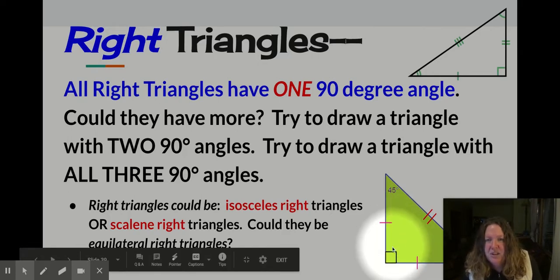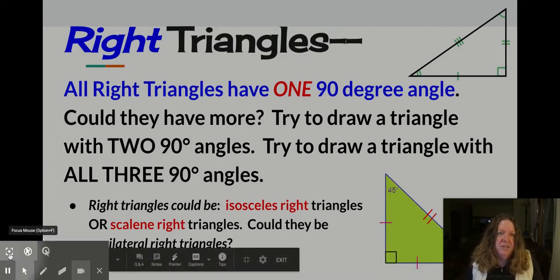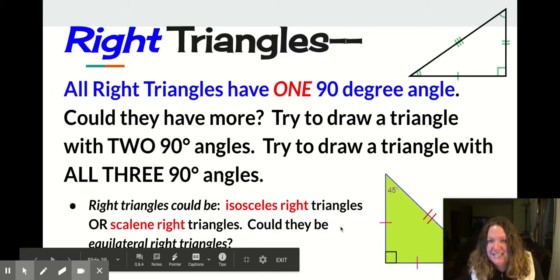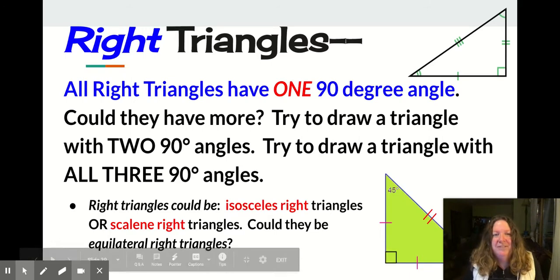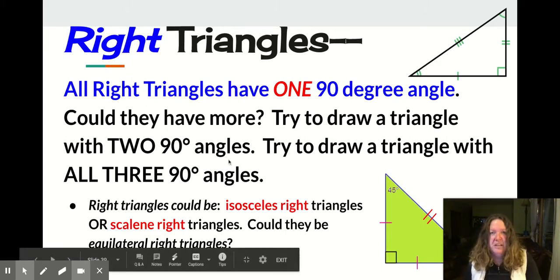But you can also name right triangles with two names. So let's take a look and see what the two name choices are. You could have an isosceles right, where two sides are the same. You could have a scalene right, where no sides are the same. But could you have an equilateral right? What do you think about that? All right, let's go on to the next page.